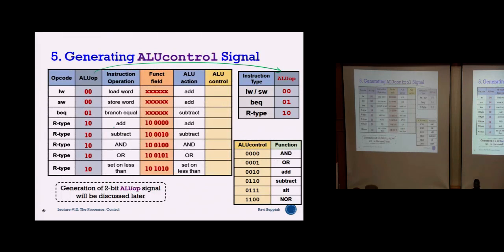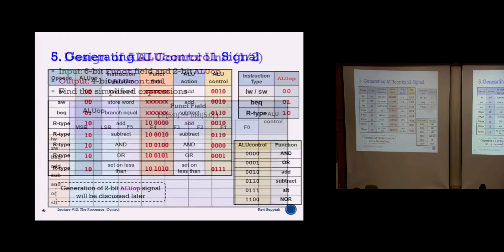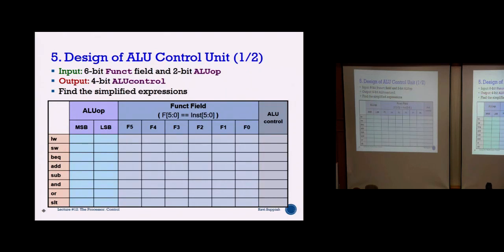Now the function field. The function field is only available for R-type instructions, correct? For memory instructions and branch instructions, there is no function field to look at. And this function field, this data we get from where? From the instruction set. From your MIPS instruction set, we know all the different function fields for the different types of instructions that we have. And this is the ALU control that we want to generate. So we have 2 inputs, which are the ALU op and the function field, and this is the output. The ALU control is the output that you want to generate. So let's look at how we can go about doing this.